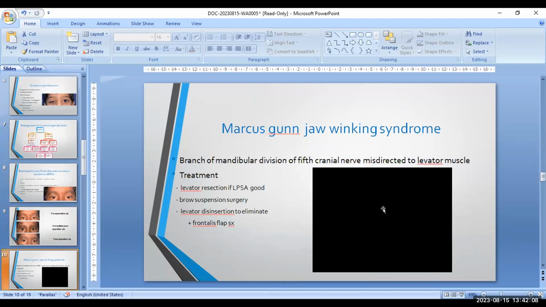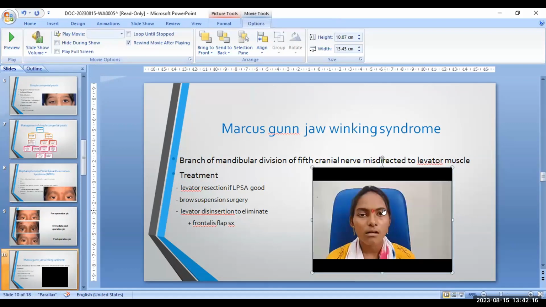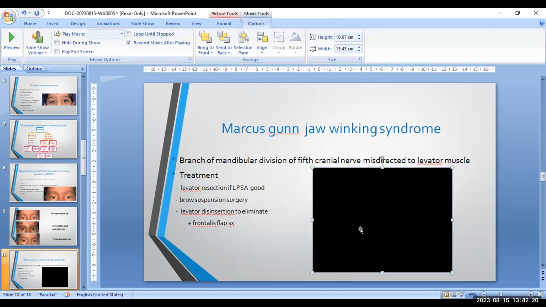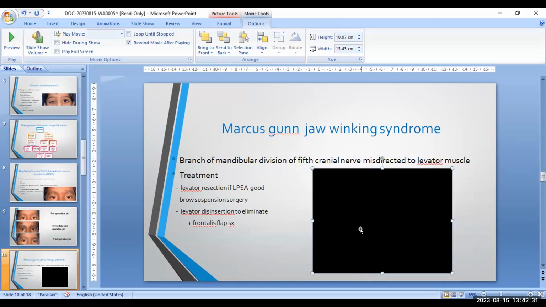Marcus-Gunn jaw winking syndrome. In this, there is a misdirection of a branch of the mandibular division of the fifth cranial nerve to the levator muscle. In this case, there is a retraction of the eyelid on movement of the jaw to the opposite side, or sucking or chewing, or opening of the mouth, as shown in the video.